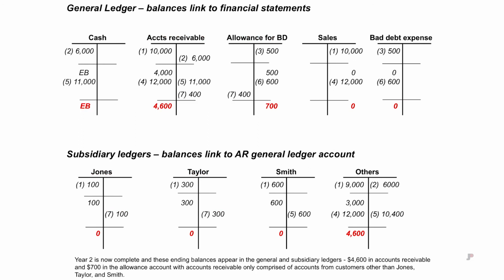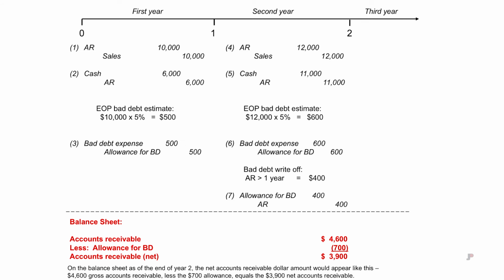Year 2 is now complete, and these ending balances appear in the general and subsidiary ledgers: $4,600 in accounts receivable and $700 in the allowance account, with accounts receivable only comprised of accounts from customers other than Jones, Taylor, and Smith. On the balance sheet, as of the end of year 2, the net accounts receivable dollar amount would appear like this: $4,600 gross accounts receivable less the $700 allowance equals the $3,900 net accounts receivable.